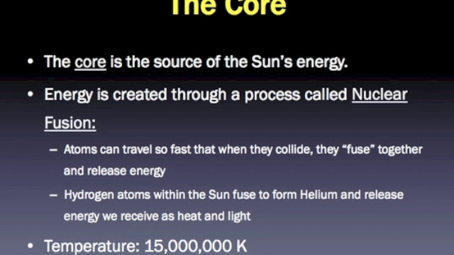The core of the sun is the source of the sun's energy. This energy is created through a process called nuclear fusion. Nuclear fusion occurs when two atoms are moving so quickly that they collide and fuse together and release all the energy they had when they were moving. Specifically within the sun, it's usually two hydrogen atoms that collide to form helium. They fuse and release all that energy, and we receive it from the sun as heat and light. The temperature within the core is about 15 million Kelvin. In relation to the rest of the sun, this is the hottest spot, and we will see that as we move out.